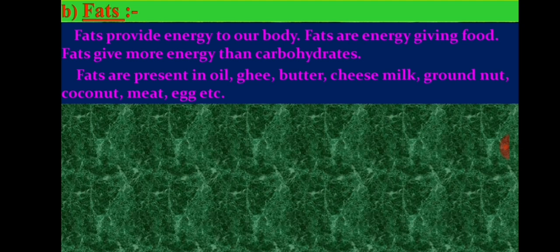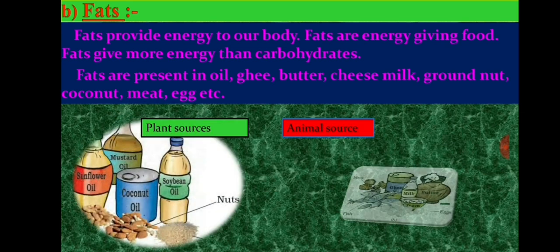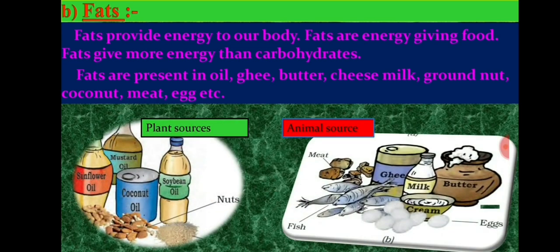Fats are present in all oily substances like oil, ghee, butter, cheese, milk, groundnut, coconut, egg, etc. There are two sources. Plant sources: all oils, sunflower oil, mustard oil, coconut oil, soybean oil, almond, groundnut, etc. And animal sources like butter, milk, ghee, meat, fish, egg. All of these items contain fats.